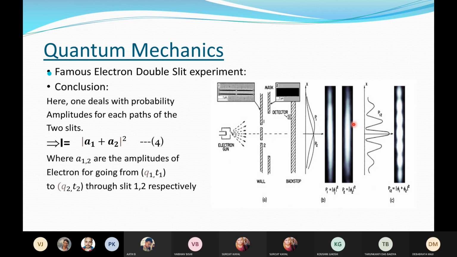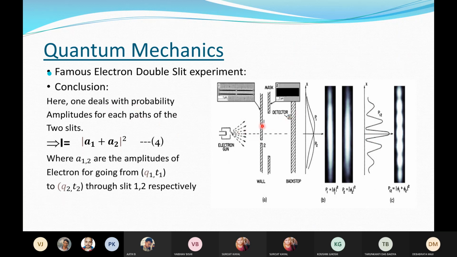The interference pattern emerges out of the experiment, which immediately implies that the electron has some probability of going through slit 1 and some probability of going through slit 2 to the detector. But do the probabilities help describe the interference pattern? The answer is no, because probabilities, as we know, are semi-definite positive quantities. They would not explain the minima in the interference pattern. So one deals with the probability amplitudes for each path through the slits.